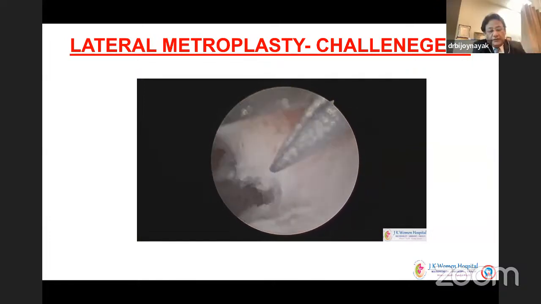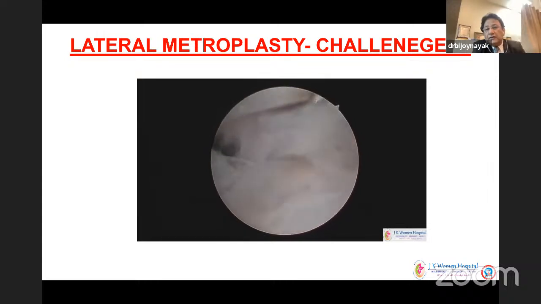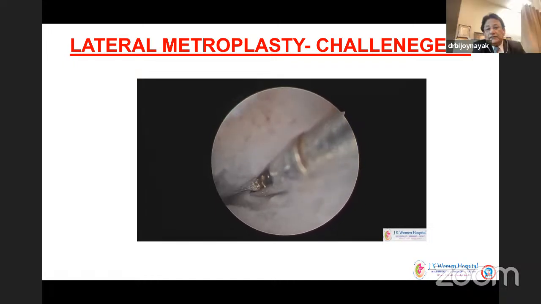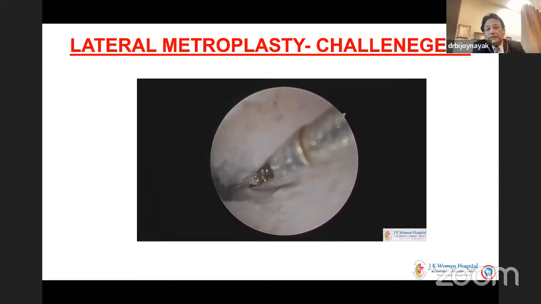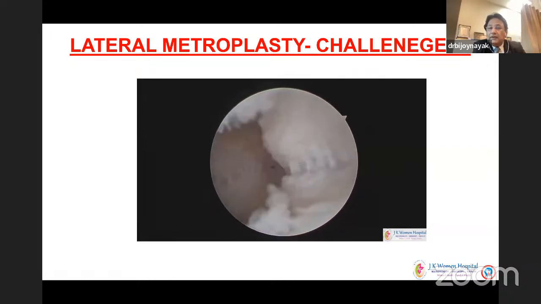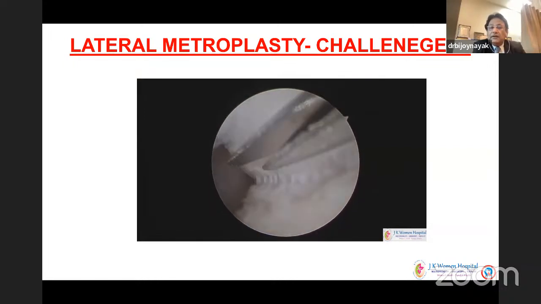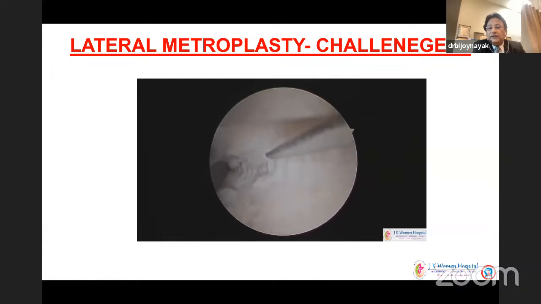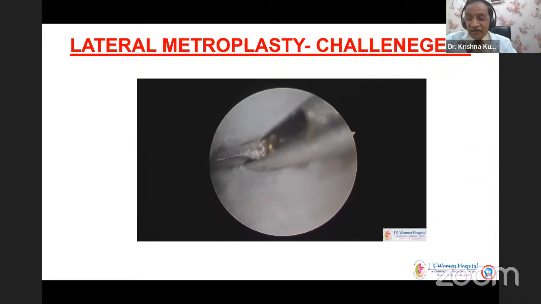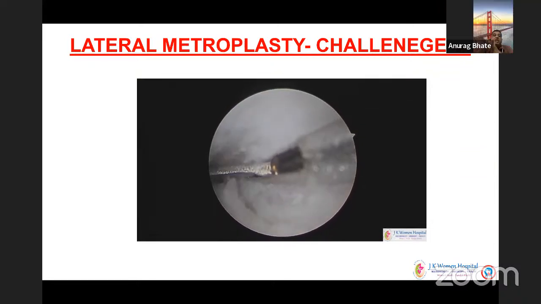With the T-shaped uterus, when you are cutting with scissors or with any kind of energy source, you are not increasing the size of the proper uterine cavity. You may be cutting at the level of the isthmus or something else like that. So you have to select the right case.